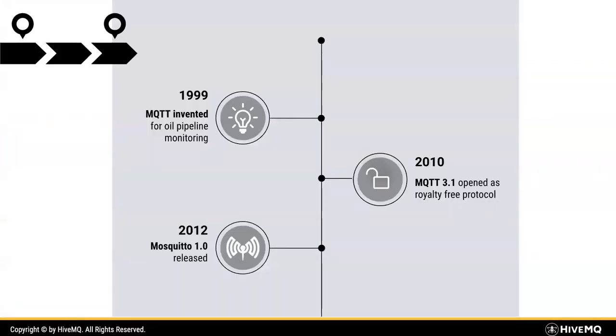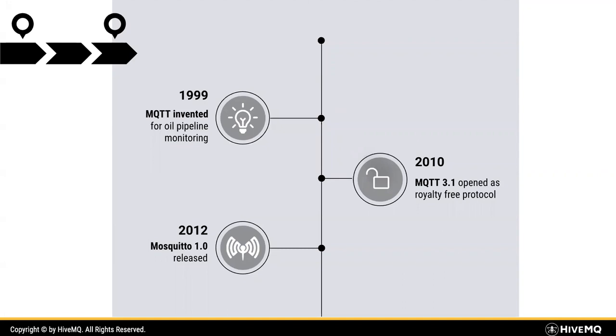MQTT was invented in 1999. So it's actually a granddaddy when it comes to Internet of Things protocols, from before it was even called Internet of Things, and it was invented for oil pipeline monitoring. And it turns out that the problems you solve for oil pipeline monitoring in 1999 are the exact same challenges you have for IoT communication nowadays.